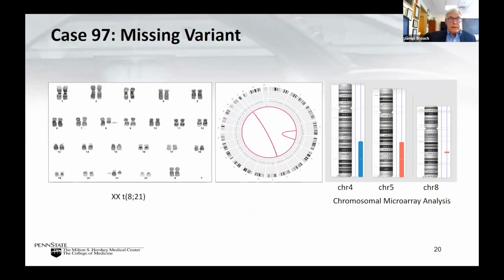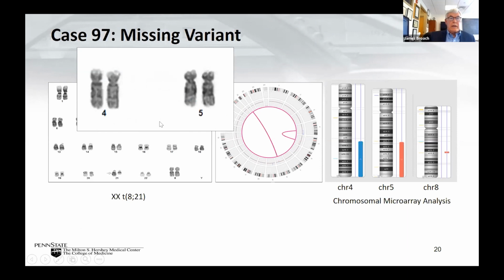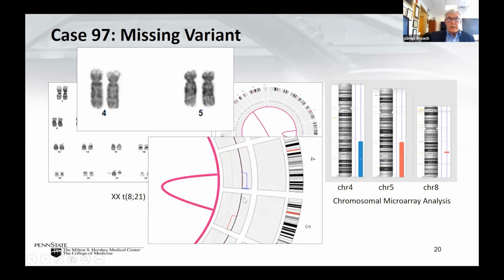Here's a case in which the BioNano identified a missing variant that was not observed by karyotyping. So the karyotyping revealed the translocation between 8 and 21, and the BioNano revealed, in fact, the same translocation. But in addition, the BioNano identified what appears to be a translocation between 4 and 5. And if we look at the karyotype, there's no obvious change in the karyotyping structure that would indicate a 4 or 5 translocation.